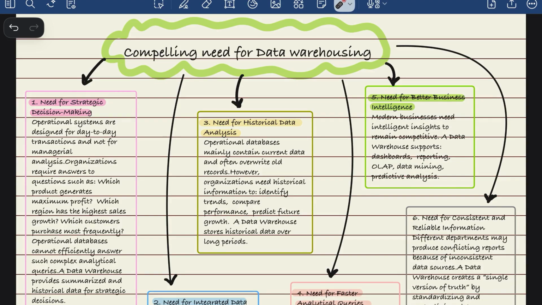The ninth point is the need for improved organizational performance. Why would we need to improve organizational performance? Because you see, there is no such thing as only top management needing something.